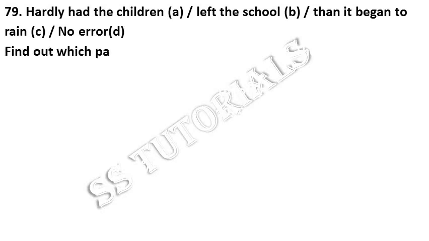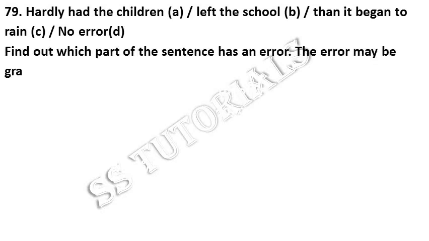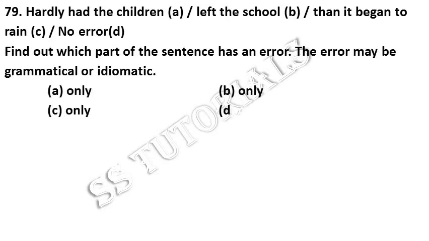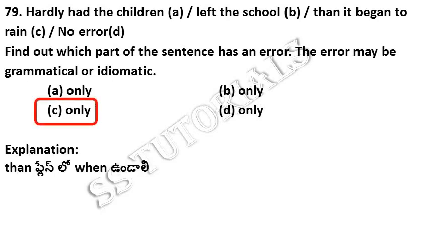Hardly had the children left the school, then it began to rain. No error. Find out which part of the sentence has an error. Answer: C.